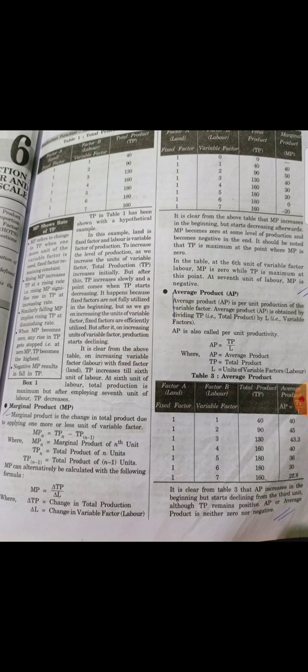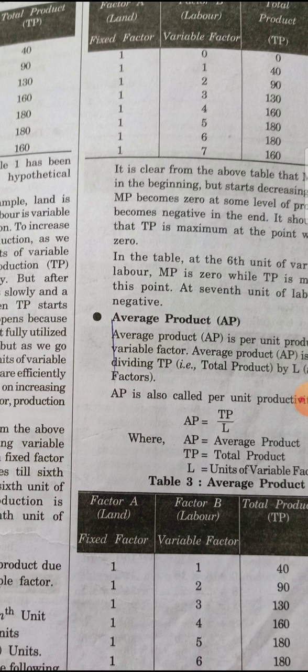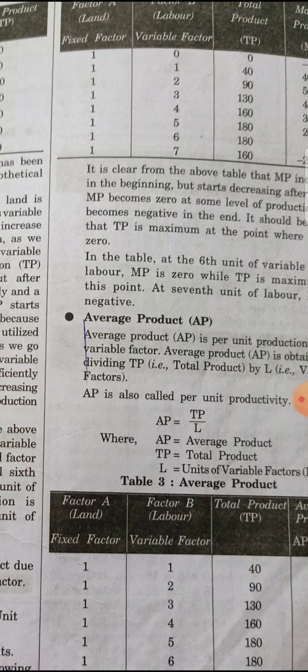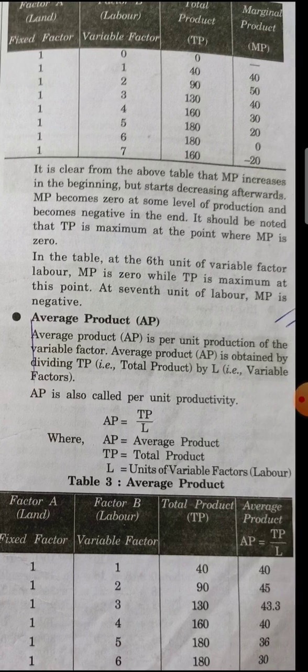The change in the units of the variable factor. So this can be done from this table. Let's take the change in TP for any unit: from 40 to 90, that is 50, right? So 50 for the second unit, and the change in unit is 1, so 50 by 1 is the marginal product.